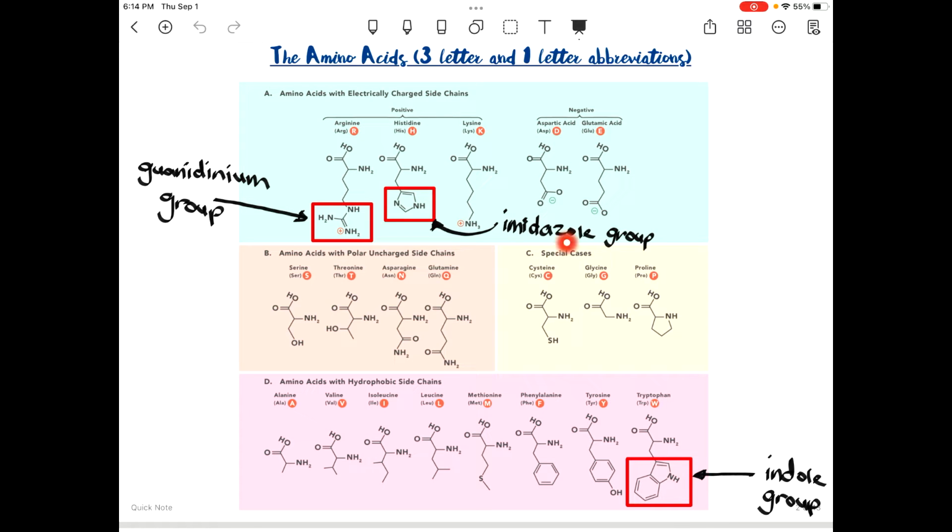We also have cysteine, glycine, and proline. Now this is under special cases because these behave a little differently. Cysteine has a thiol group here, the SH, and that can form disulfide bonds. That holds quaternary structure of proteins together, holds subunits together for proteins. Glycine is an achiral amino acid. It's the only achiral amino acid. It has an H as a side chain. And proline has this connection to the alpha amino group that none of the other amino acids have. It kind of loops around and forms this ring.